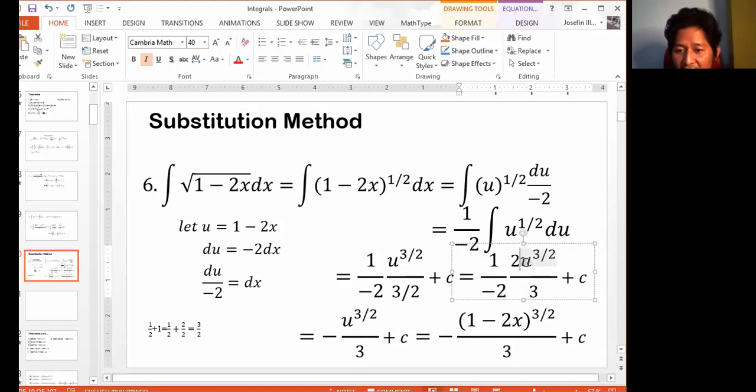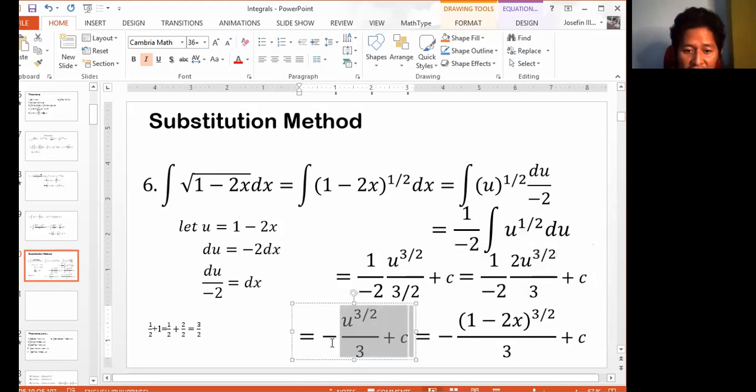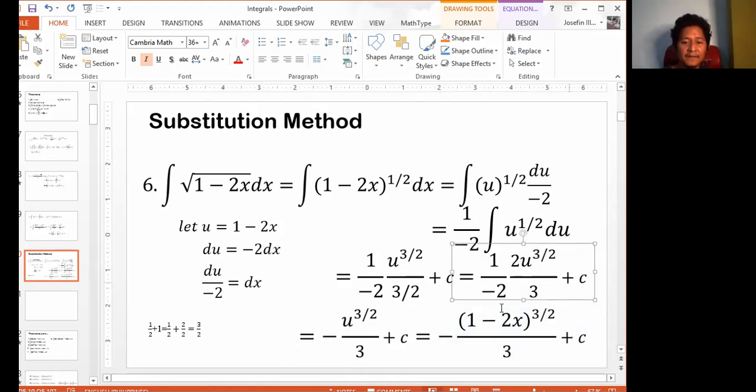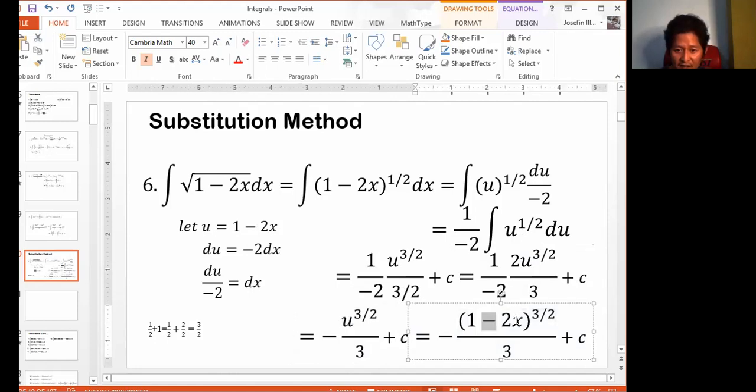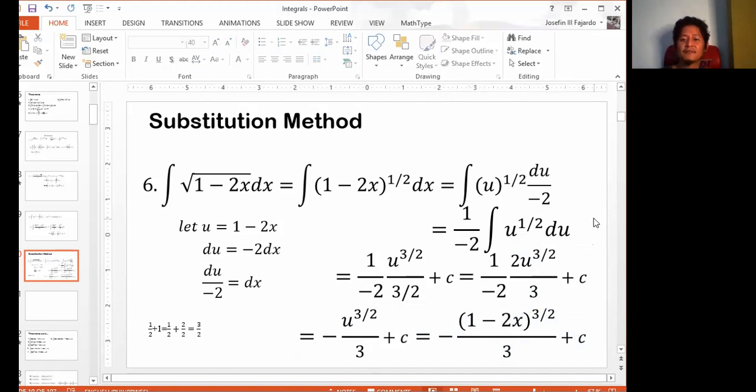Okay? Copy na lang natin si u to the 3 halves and then plus c. Kaya meron tayo nito. Malinaw po? And then from here, going here, pinalitan ko na lang yung u. Yung u natin dito ay 1 minus 2/3, kaya naging 1 minus 2/3 tayo dito. Ay, sorry, 1 minus 2x. And then the rest is just the same. Malinaw po ba? O mas magulo?